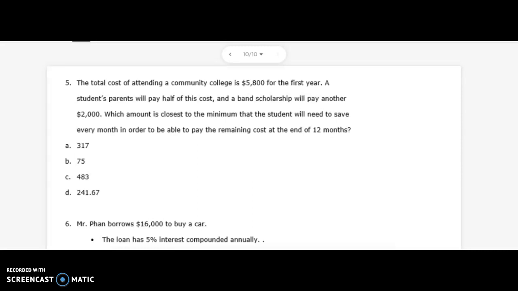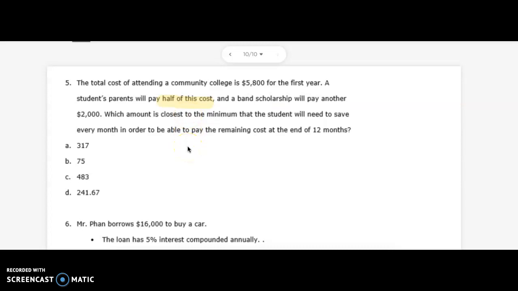So the next question is, the total cost of attending a community college is $5,800 for the first year, and the student's parents are going to pay half the cost. That's important information for us to know. It says half the cost. All right, so the band scholarship is going to pay for another $2,000, and the question is, which is the closest to the minimum that the student will need to save every month in order to be able to pay the remaining balance in 12 months.